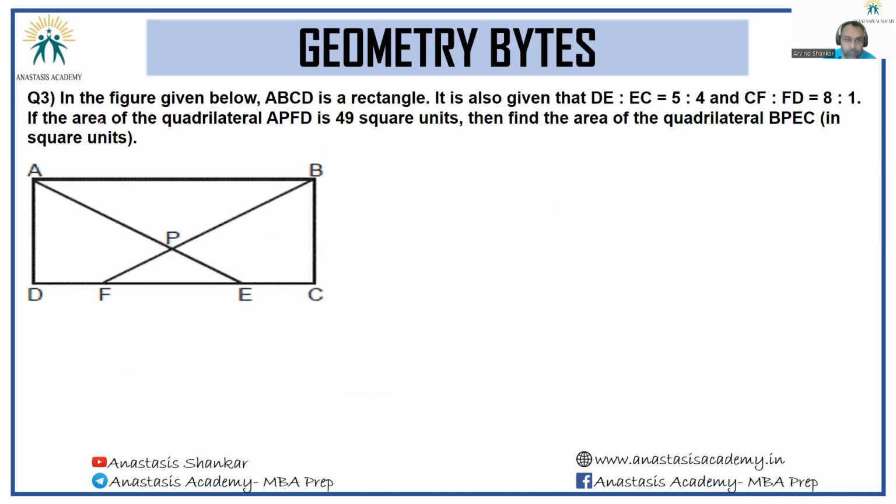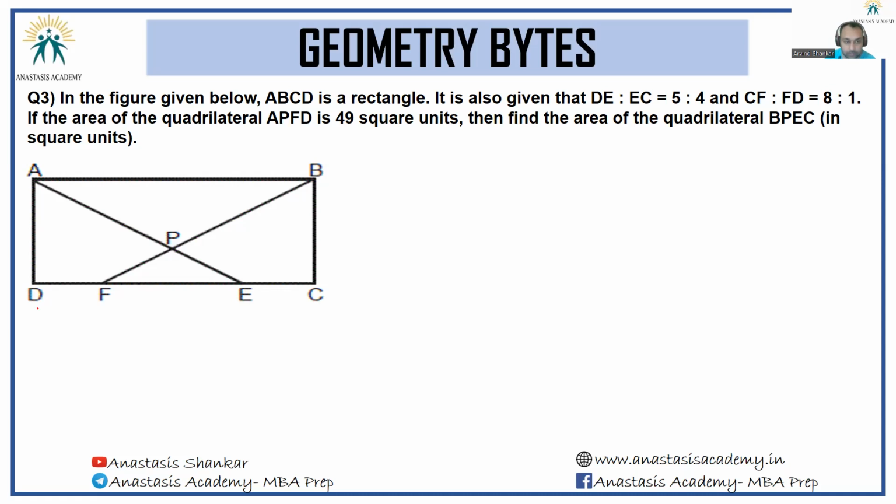Next, in the figure given below, ABCD is a rectangle. It is also given that D is to EC is 5 is to 4. And CF is to FD is 8 is to 1.